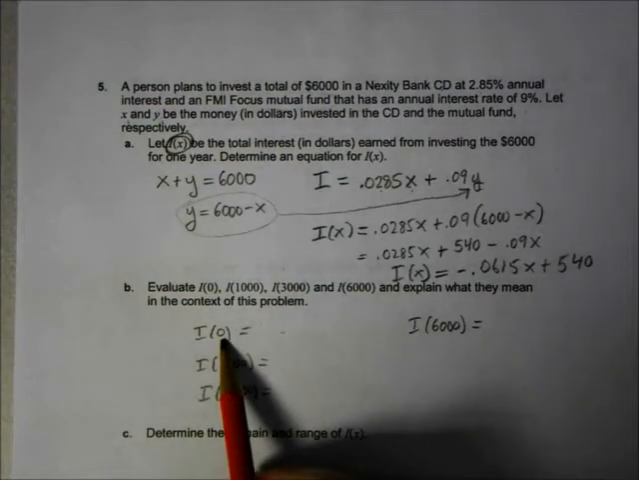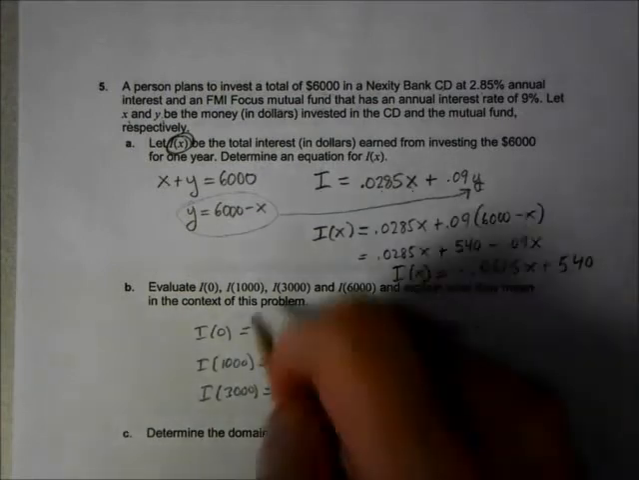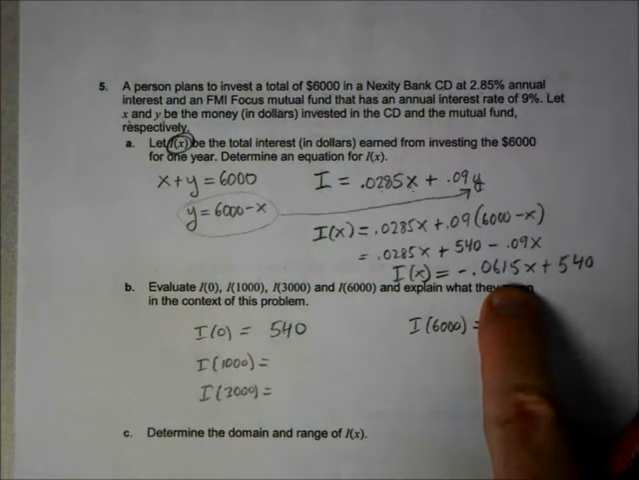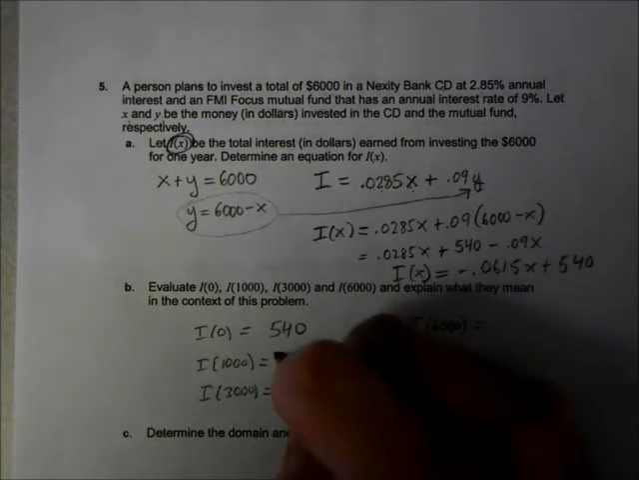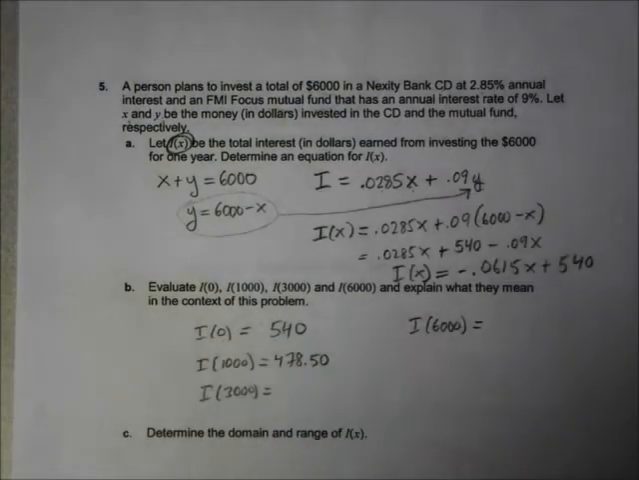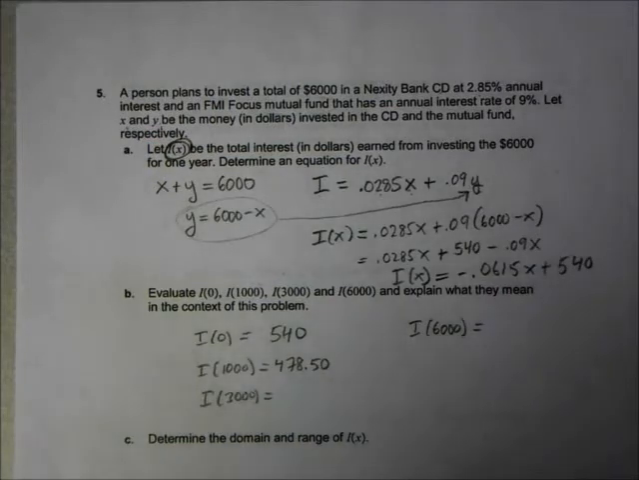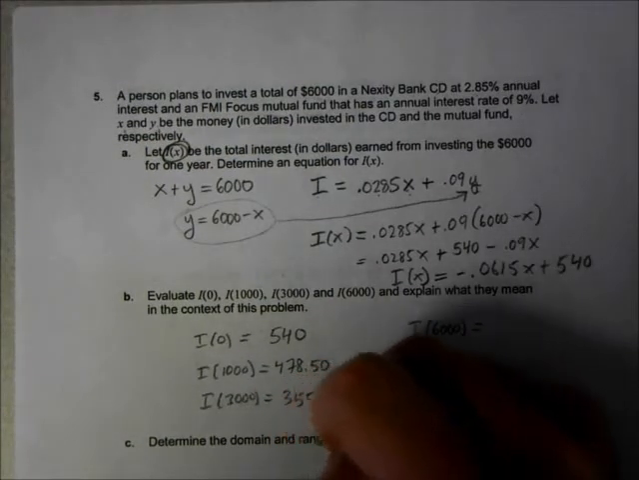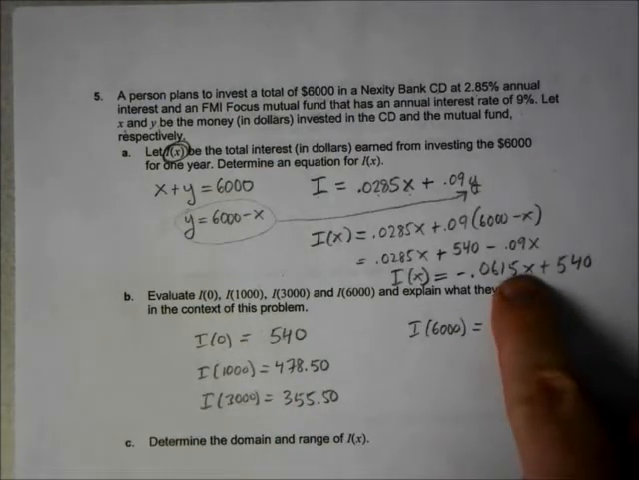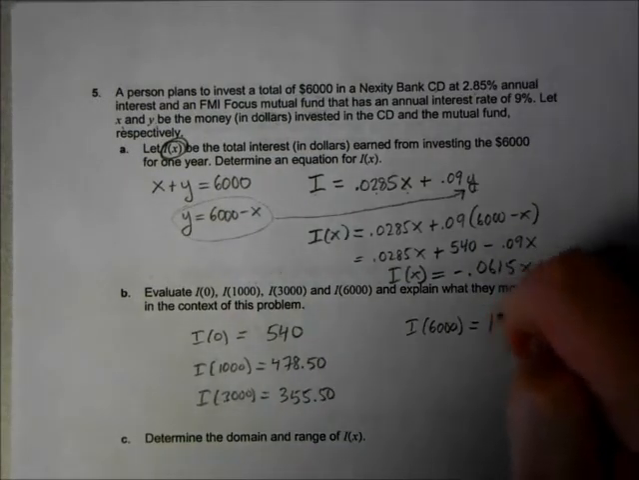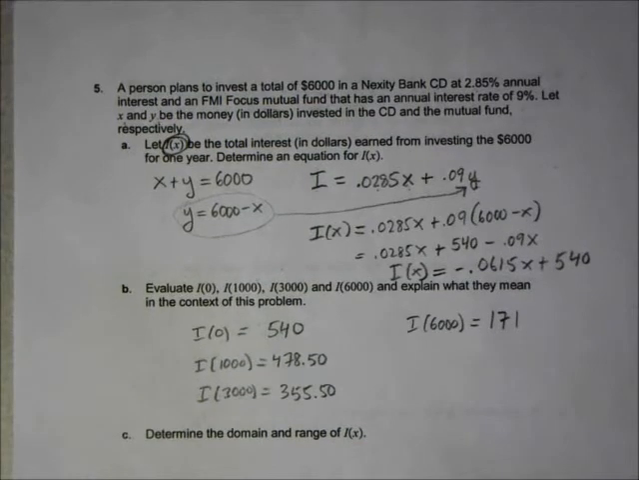Well, this means plug 0 in for x. That one I can do in my head, I get 540. If x is 1,000, I'm going to have minus 0.0615 times 1,000 plus 540. That's 478.50. And then I do the same thing, except I let x be 3,000. I get 355.50. And then finally repeat one more time, except have x be 6,000. And as normal, I'm just using my calculator to plug these in.